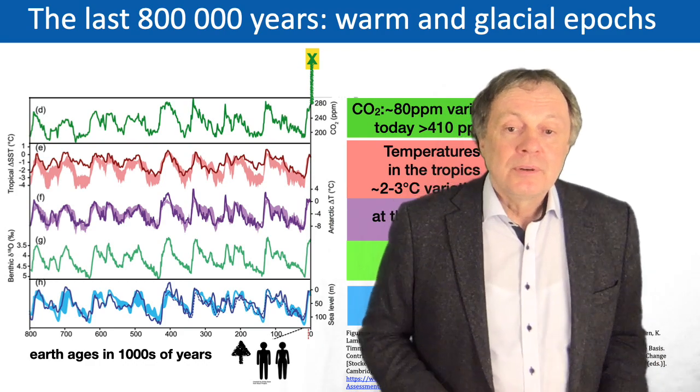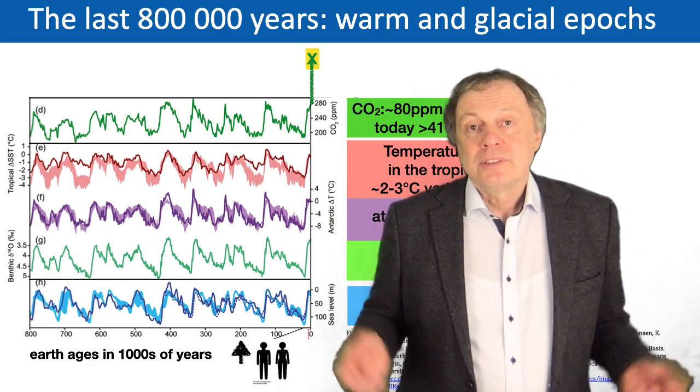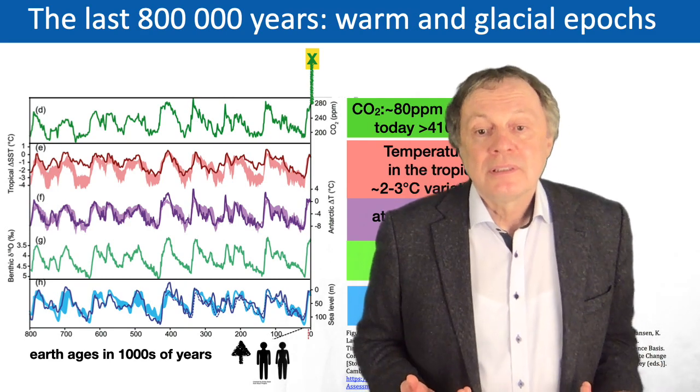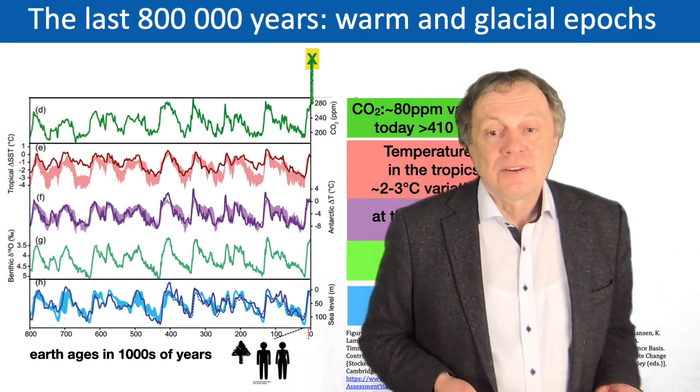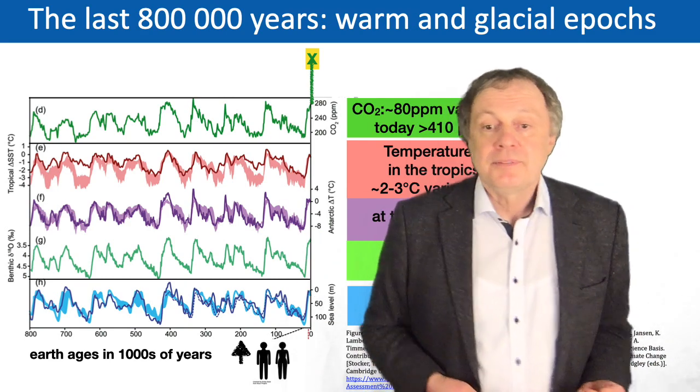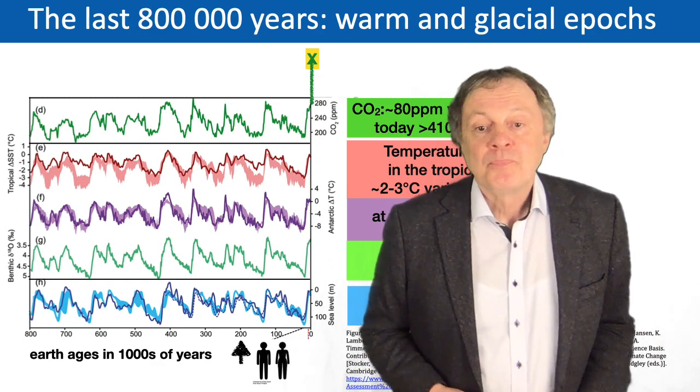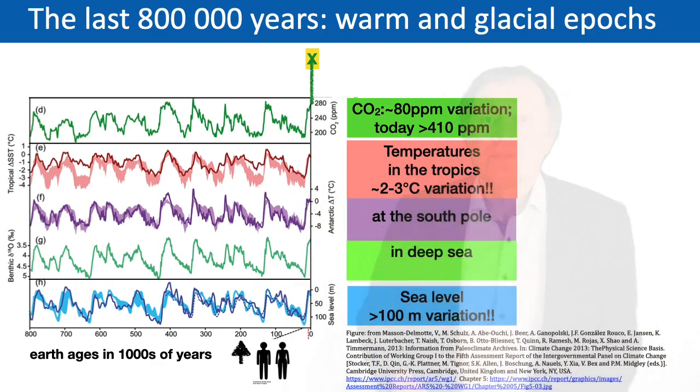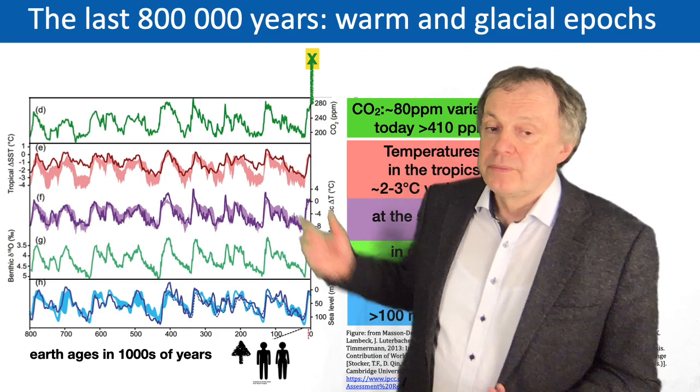And the important point now is that due to our fossil fuel consumption, CO2 is rising strongly, and you have seen that in the previous plot, in the previous lectures. Today we are at about 410 ppm, and the tendency is rising all the time. So if you don't do anything against it, this curve will rise.